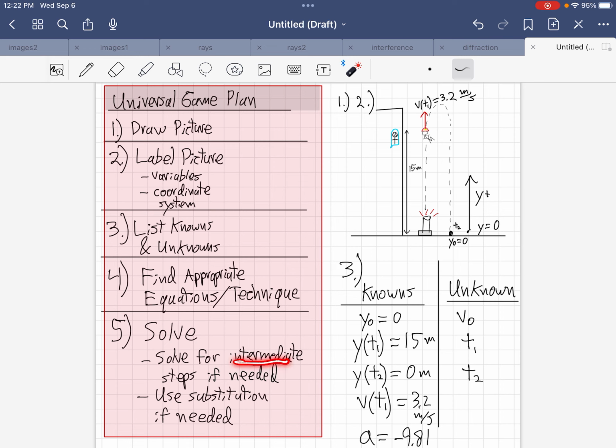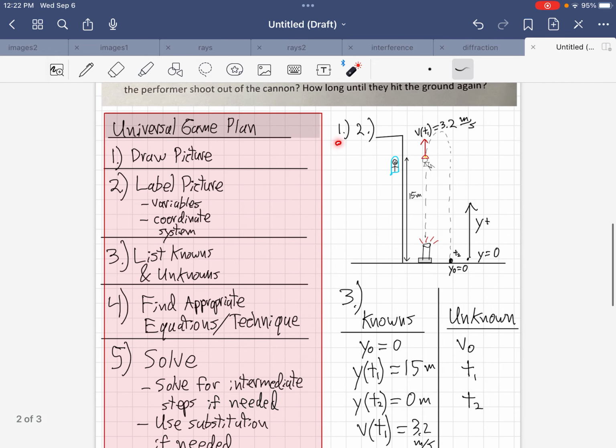You might need to solve for an intermediate variable that the question doesn't ask about. Or in the end, you might need to combine two or more equations using substitution if needed. We're not going to need that in this problem, as I'll show you. All right, so here's my step 1 and 2.